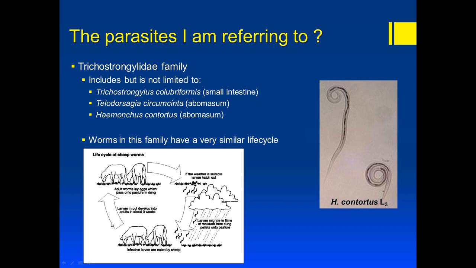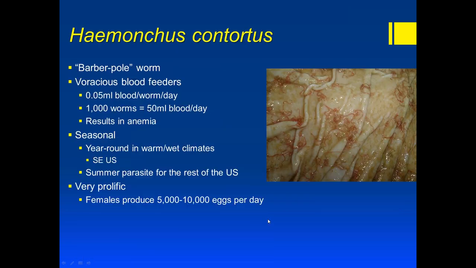So these larvae, once they're consumed, are going to migrate with the digesta down to the abomasum. They're going to stop in the abomasum. They're going to develop into their fourth stage and adult stage and start feeding on blood in their host. And that's why Haemonchus is such a problem in the sheep industry. It's also known as the barber pole worm, and it's a voracious blood feeder.